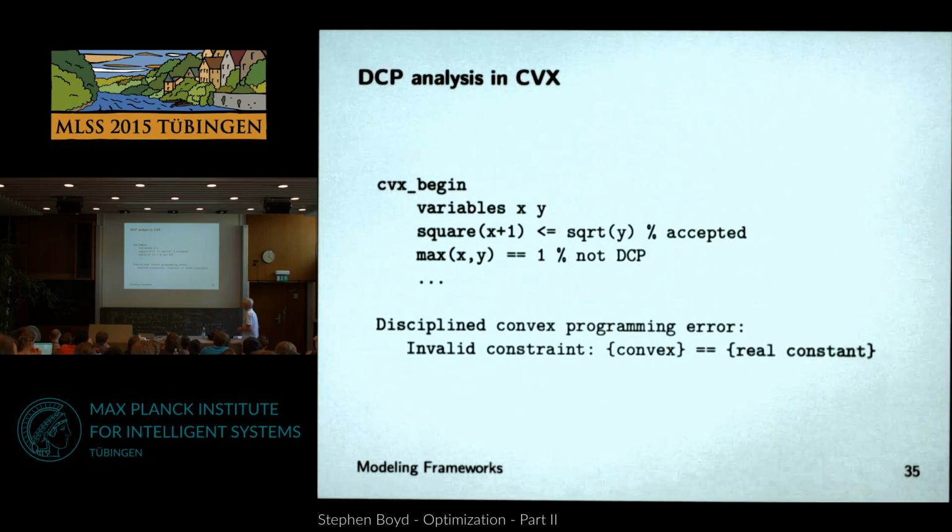So here's how it works. Suppose you make a mistake. Suppose you write square root x plus 1 is less than square root y. That's recognized as convex. That's concave. This is cool, this one.